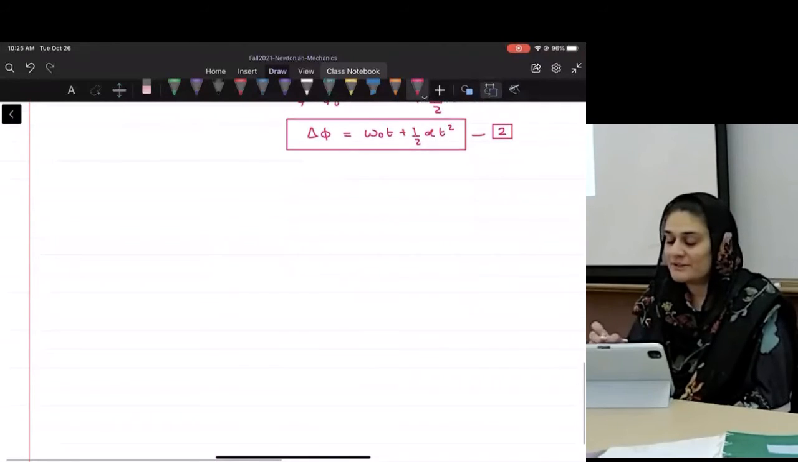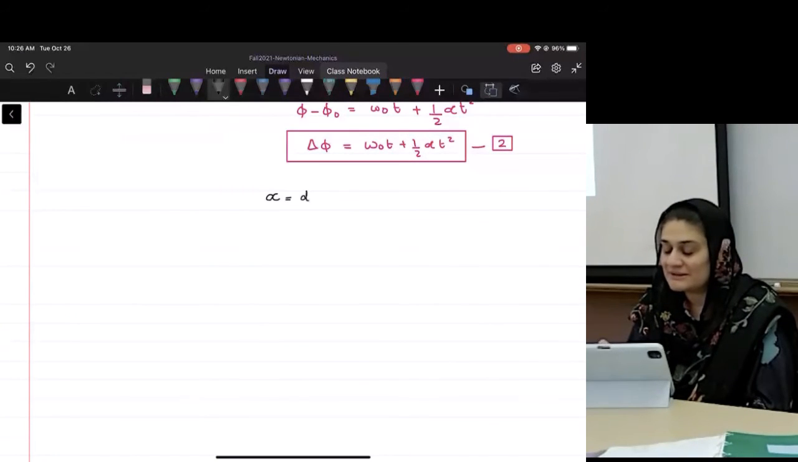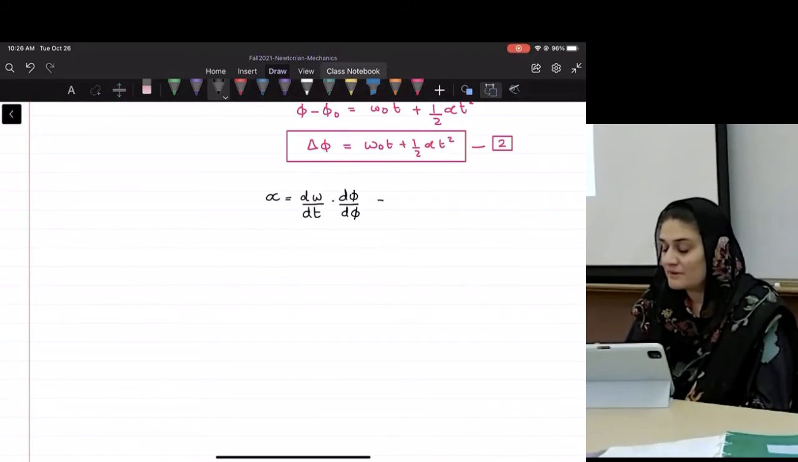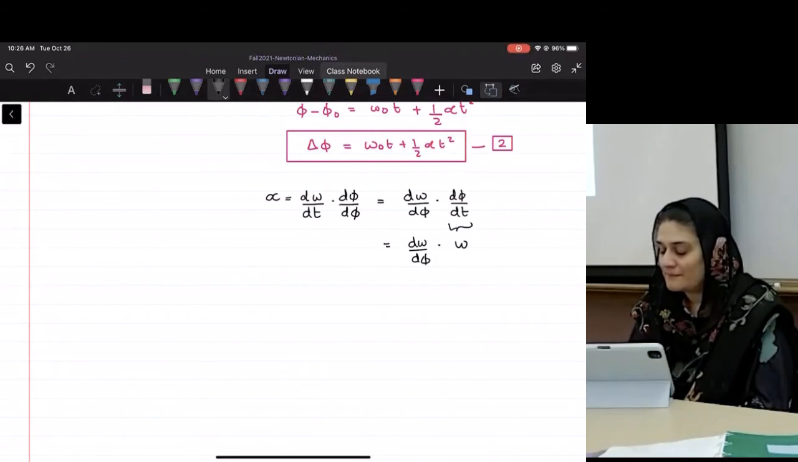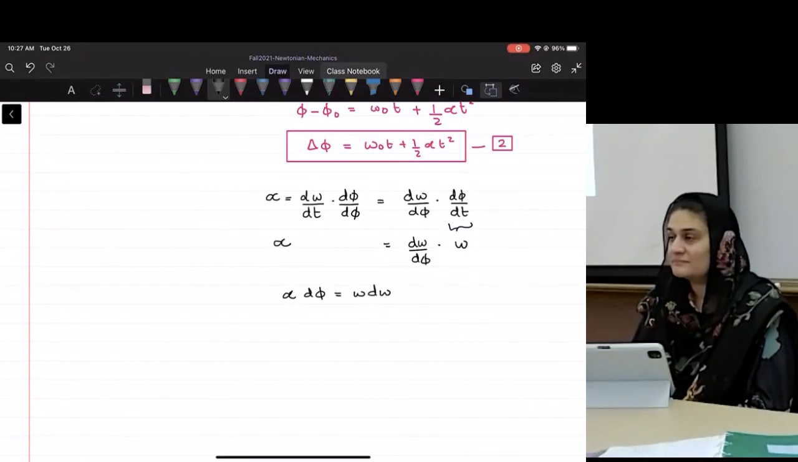Okay, now for the third equation, we know alpha equals d omega over dt. May I rewrite this as d omega over d phi dot d phi over dt? What is this? Omega? Then that means I can rewrite this as alpha equals that, or alpha d phi equals omega d omega.